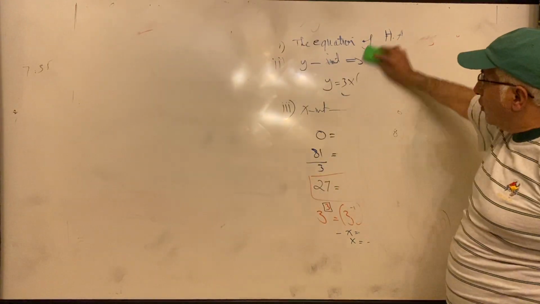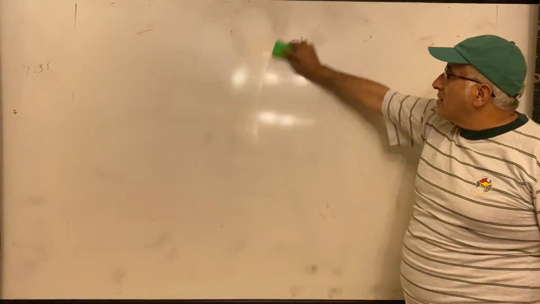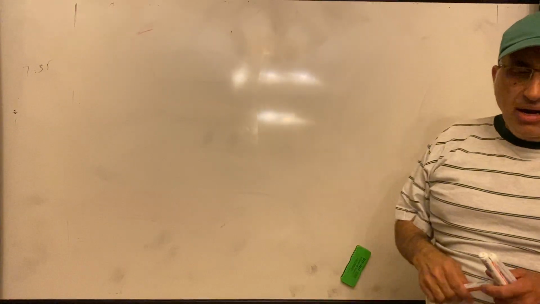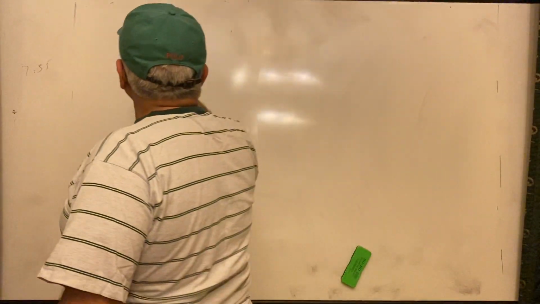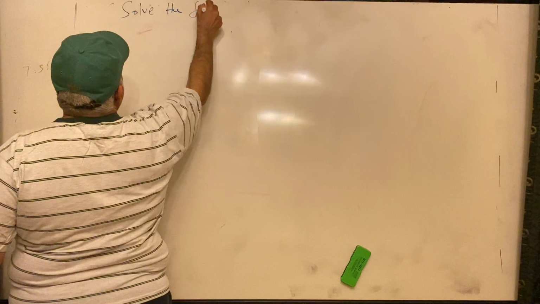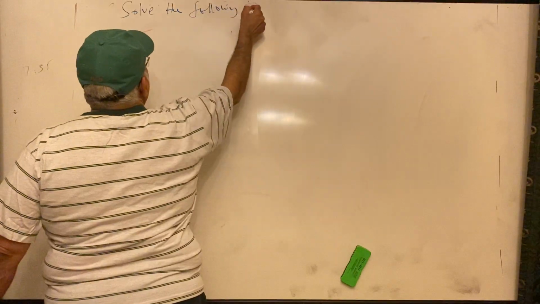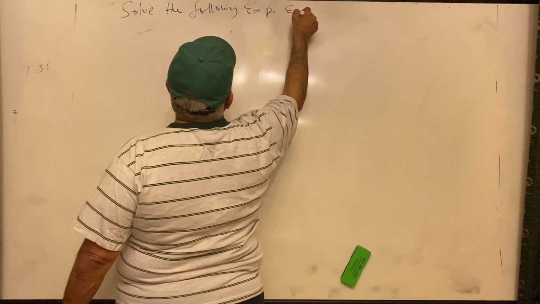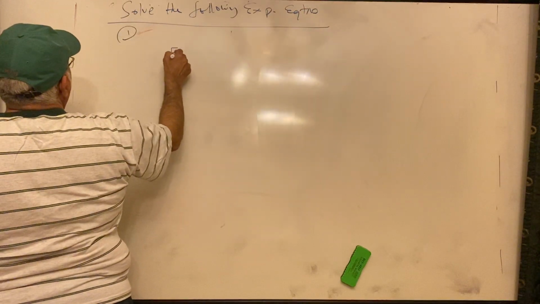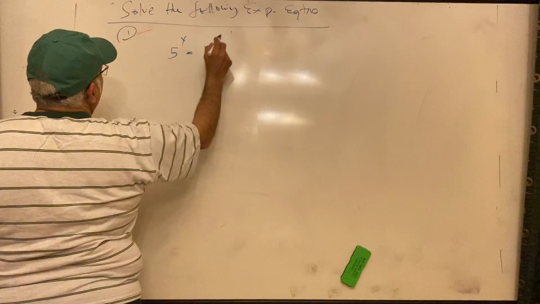Exponential equations can get so hard that sometimes you have to think. But with the rules you have, it shouldn't be any harder. Let's start with something simple. What is the question here? Solve the following exponential equations. Let's start with question number 1: 5 to the power of x equals 125.